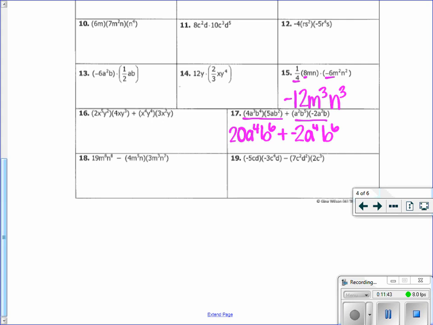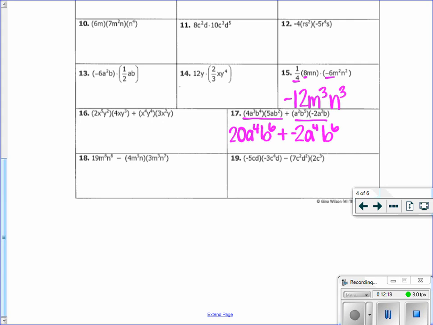We can only add things if they are like terms. What does like terms mean? Same. What do you mean by same? Not the coefficient, the exponent. Terms are like terms if they have the exact same variables and exponents on those variables. So those match up exactly. A to the 4, B to the 6. That's good. So they're good. That means we can combine them.